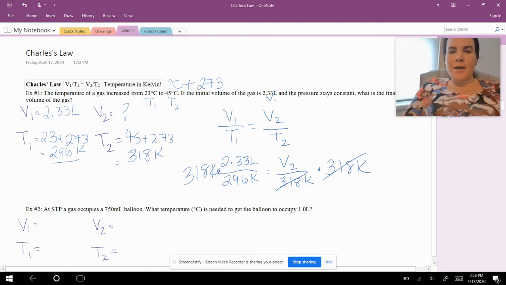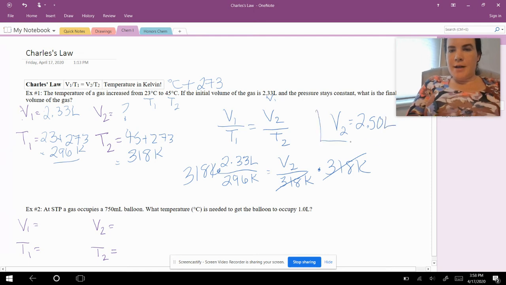Plug that all into your calculator. 318 times 2.33 divided by 296. All these numbers have 3 sig figs, so we want 3 sig figs in our answer. And put that over here. V2 comes out as 2.50 liters. And that's our final answer.